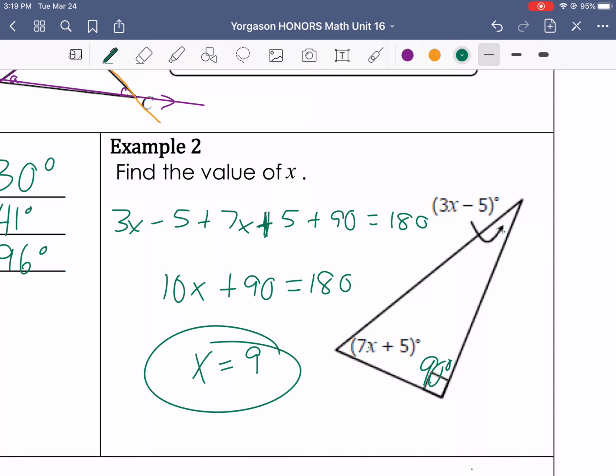If you want, you could plug it in, make sure that you solve each of these to get an answer that seems accurate. If you add all that, it should equal 180. Okay, so concept number 1, done.